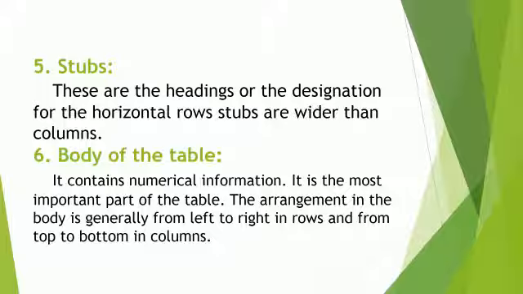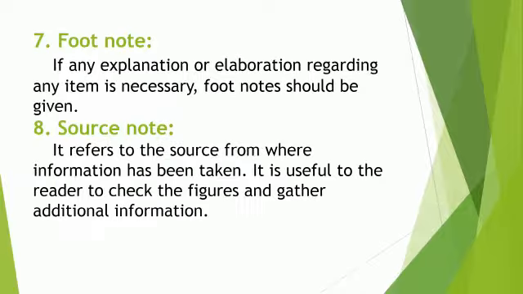Next part is the body of the table. The body of the table contains the numerical information of the frequencies of observations in the different cells. The arrangement of data is according to the descriptions of captions and stubs. Captions and stubs mean column heading and row heading.